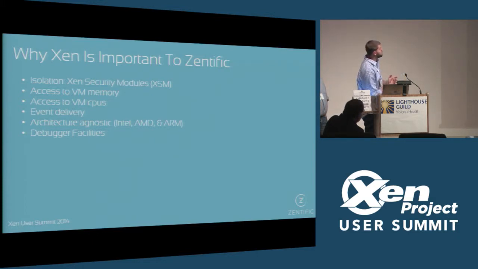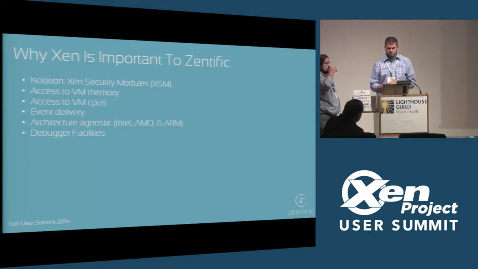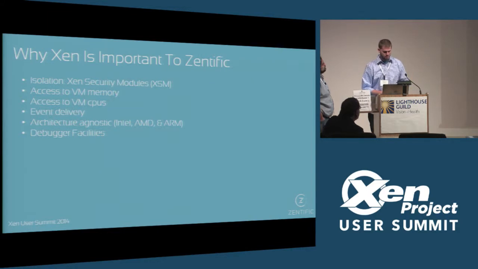These next two, providing VM memory and VM CPU access, is paramount to the type of work that we do, and we'll get into what that means for us. Event delivery, we'll talk about on the next slide. And architecture agnostic. We're able to not only support Intel x86 products now, the AMD platform and the ARM platform are now also getting support, and we actually have patches being pushed very recently in the past few days for the ARM project. And also the debugging facilities, which we'll also get into.